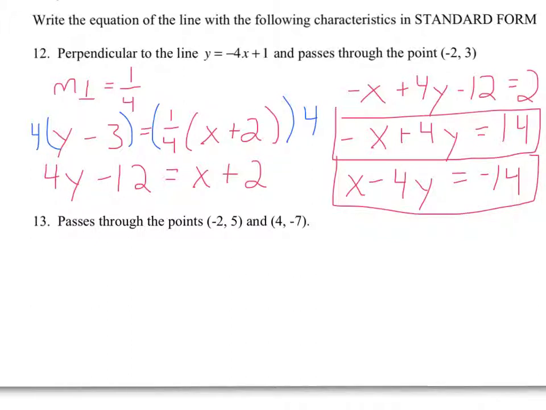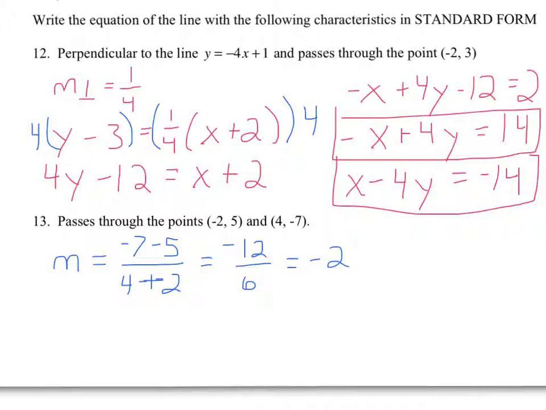For number 13, we want to write the equation of the line in standard form again, and this time we just know that it passes through the points (-2, 5) and (4, -7). So the first thing we want to do is find the slope of this line. We're going to use y2, negative 7, minus y1, which is 5, over x2, which is 4, minus a negative 2, which will become a positive. So we end up with negative 12 over 6, so we know our slope is negative 2.